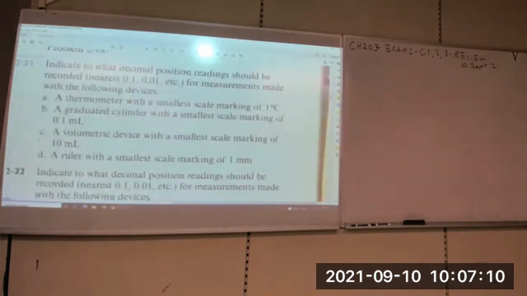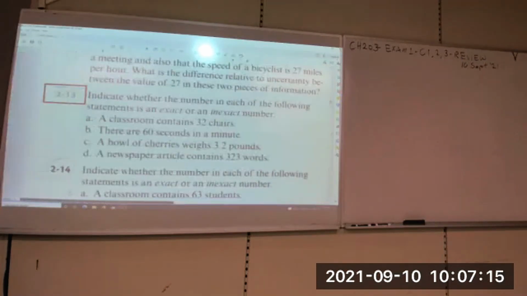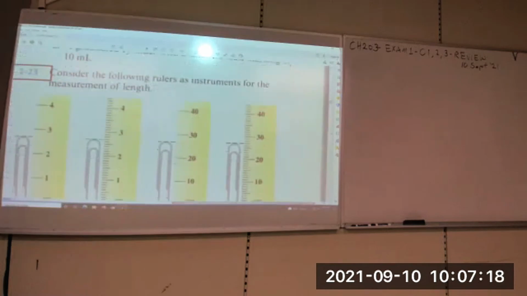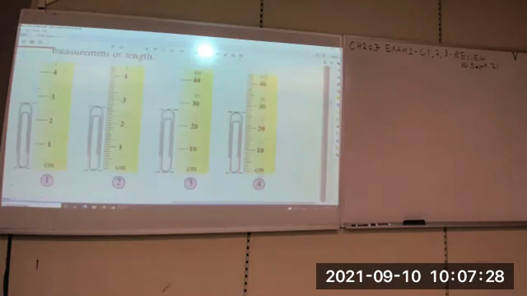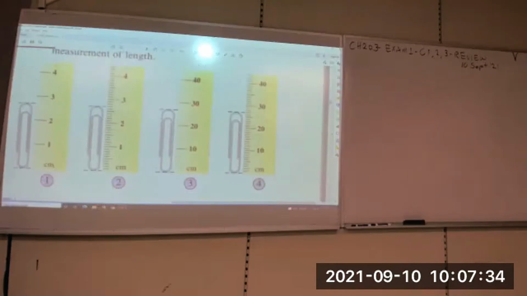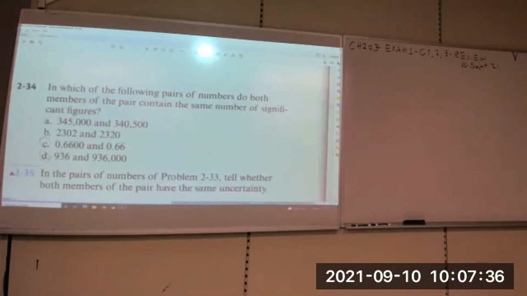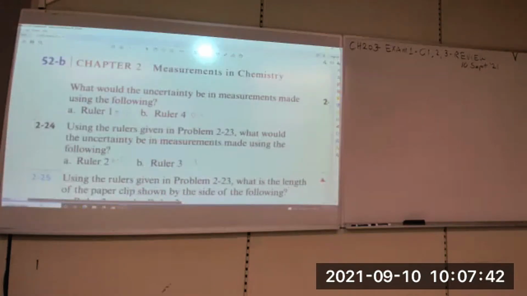Let's see. I think 23, I couldn't figure out the back of the book, I couldn't figure out how they got 0.1 for both of them. Okay, consider the following rulers as instruments for the measurement of length. So we're measuring the length of that paper clip, right? Okay. Where did it go? It must go down here and to the left. Yeah. What would the uncertainty be in measurement made using the following? Ruler 1 or ruler 4?